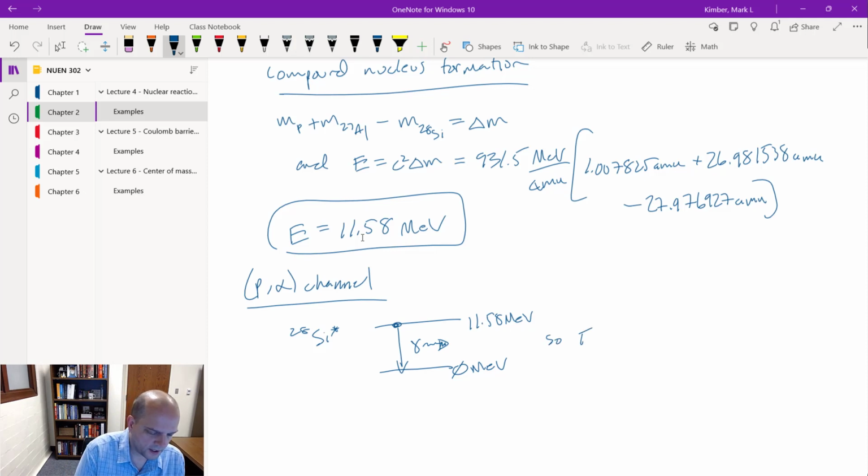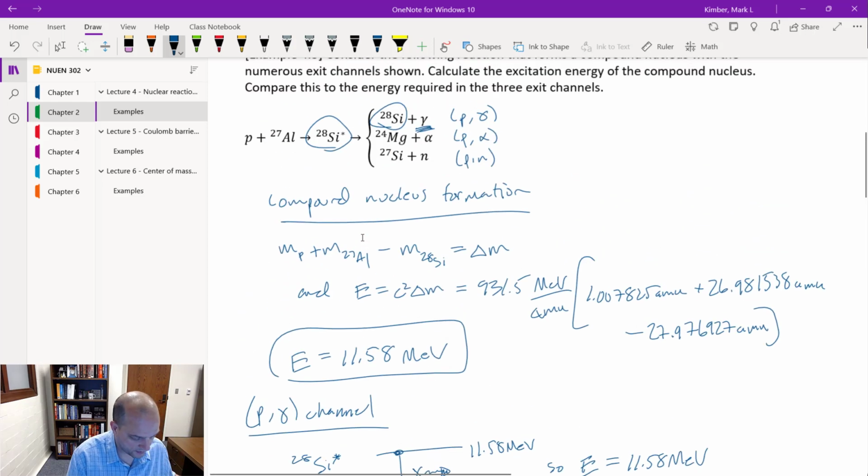So my energy that is released is that extra energy that was in my nucleus causing it to be excited. So then it drops down to the ground condition and then releases 11.58 MeV. So now let's look at the, oh, that was my gamma channel, I'm sorry. That was the gamma channel. Now let's look at the alpha channel, which is my second one, I believe.